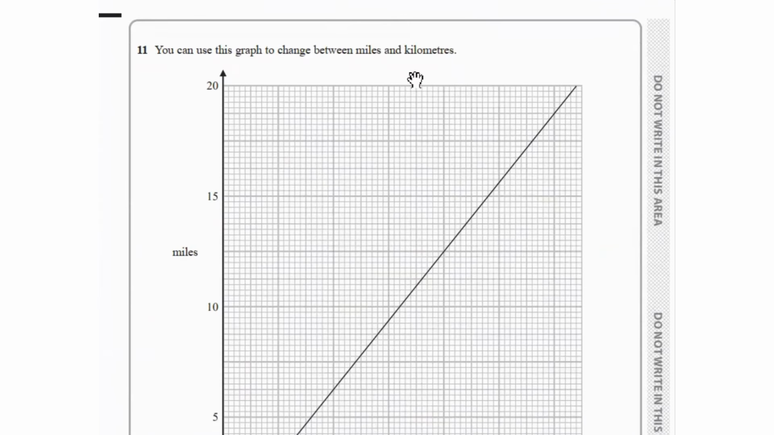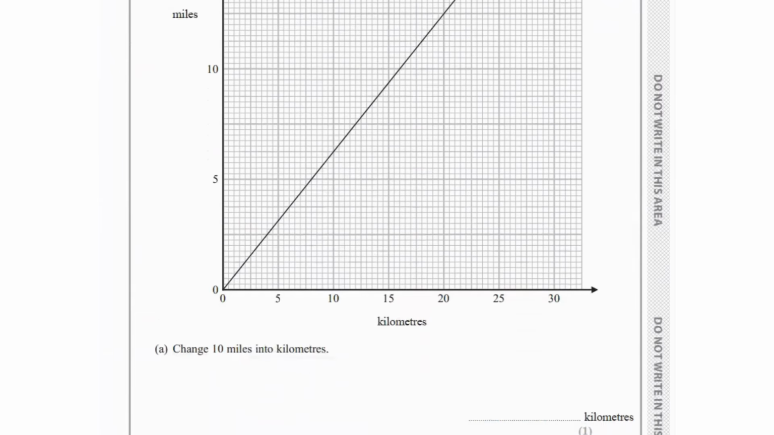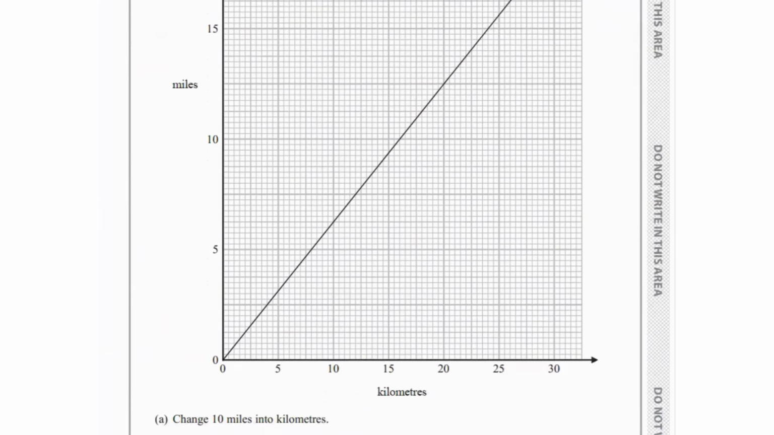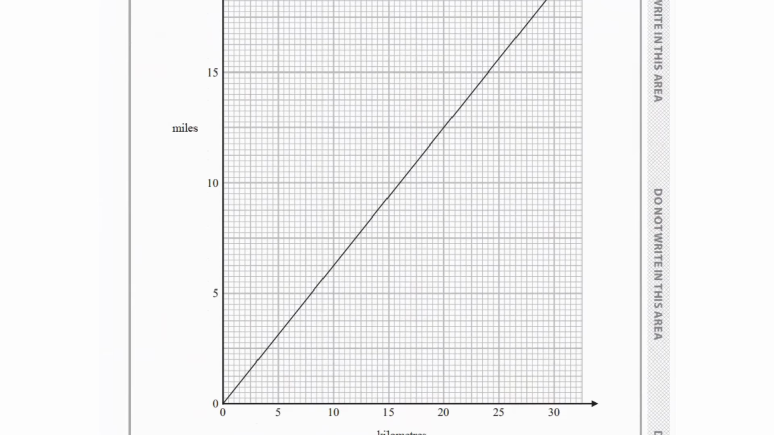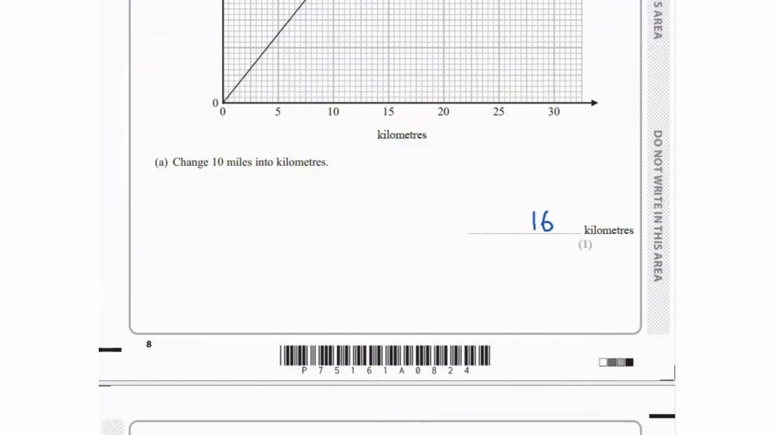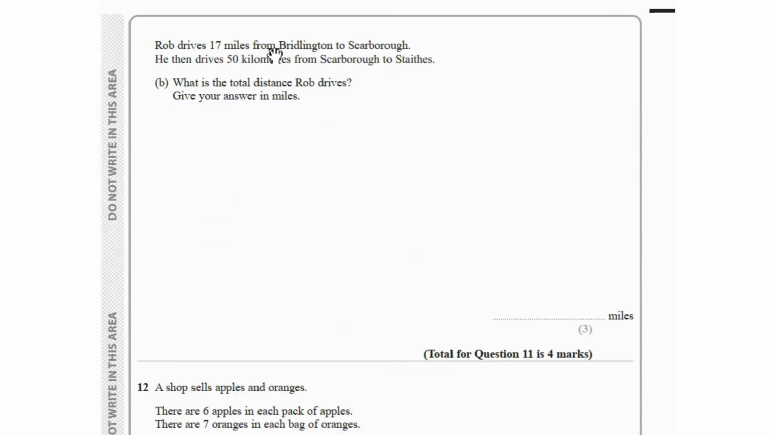You can use this graph to change between miles and kilometers. Change 10 miles into kilometers. That's going to be 16 kilometers. Rob drives 17 miles from Bridlington to Scarborough. He then drives 50 kilometers from Scarborough to Staithes. What is the total distance Rob drives? Give your answer in miles.